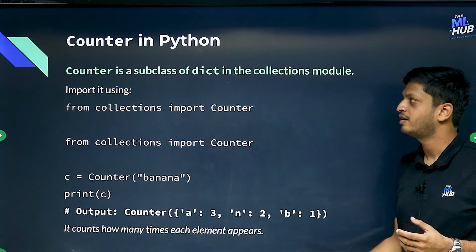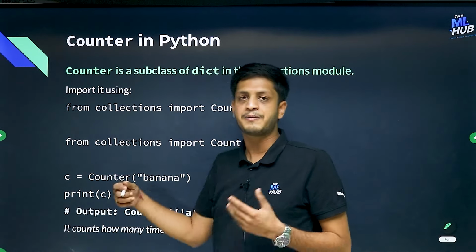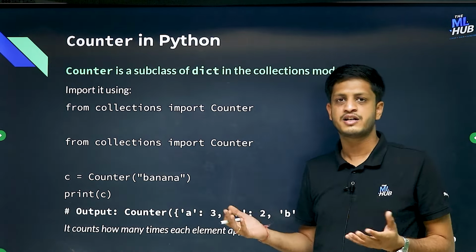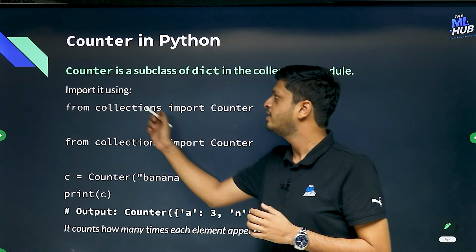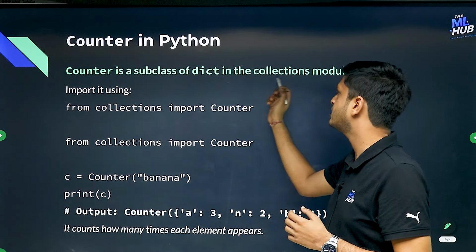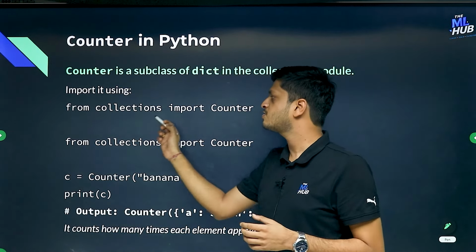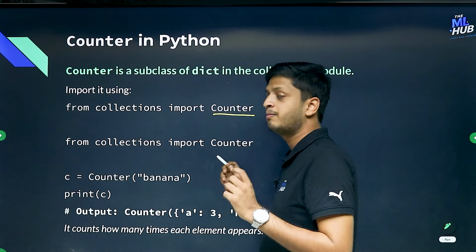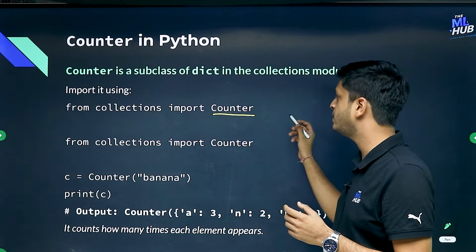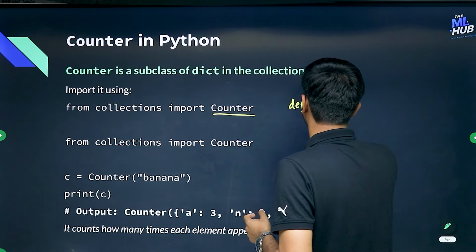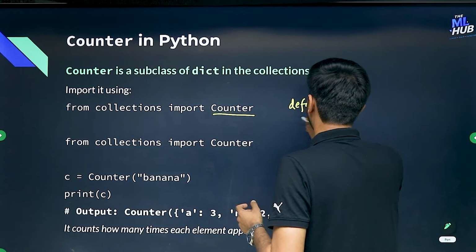Next is counter. What is counter? Counter is again a library in Python. So they are all subclasses of dictionary, like they are all dictionaries only, okay? Default dict and counter. Counter is again a subclass of dict in the collections module. So in the collections module we had default dict, and in the collections module only we have counter as well. But note that default dict had a small d, while in counter we have a capital C.